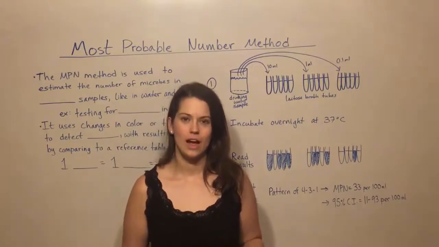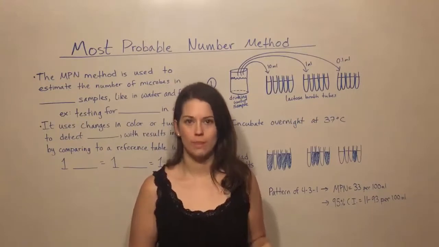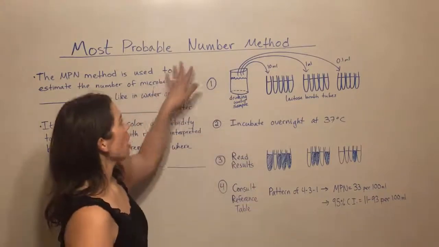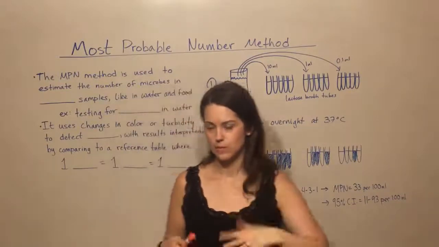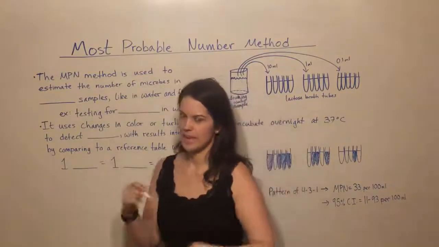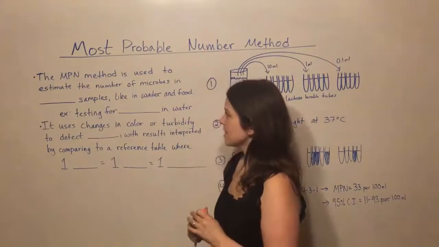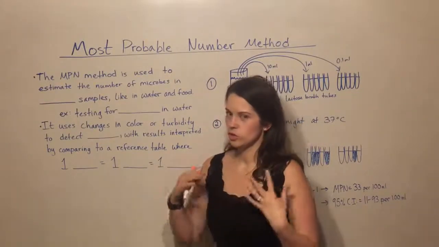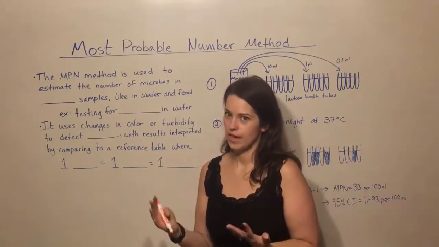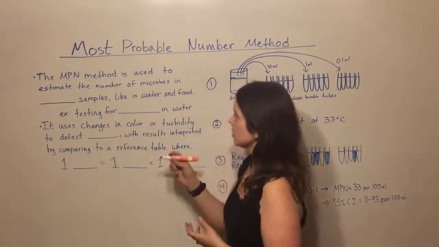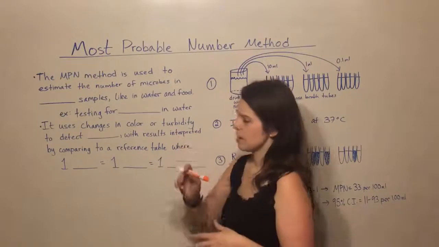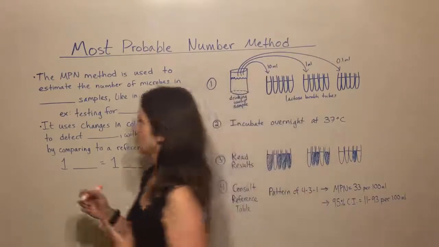Today we're going to go over how to conduct a most probable number test. A most probable number test, or MPN, is how the method is referred to. This is a method that is used to count bacteria, to measure the amount of bacteria in a sample. And it is ideal for estimating the number of microbes in very dilute samples.